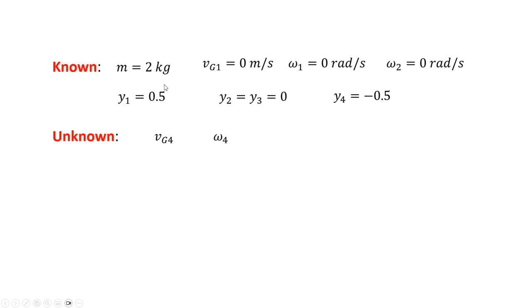So we know the mass, and we know the velocity at the beginning was equal to 0 because it was at rest. The omega 1 is equal to 0 and the omega 2 is equal to 0 because it was linear movement. The y1 is 0.5 meters, the y2 and y3 are equal to 0, and then the y4 is going to be equal to minus 0.5 for the point G. We need to know the Vg4 and the omega 4.